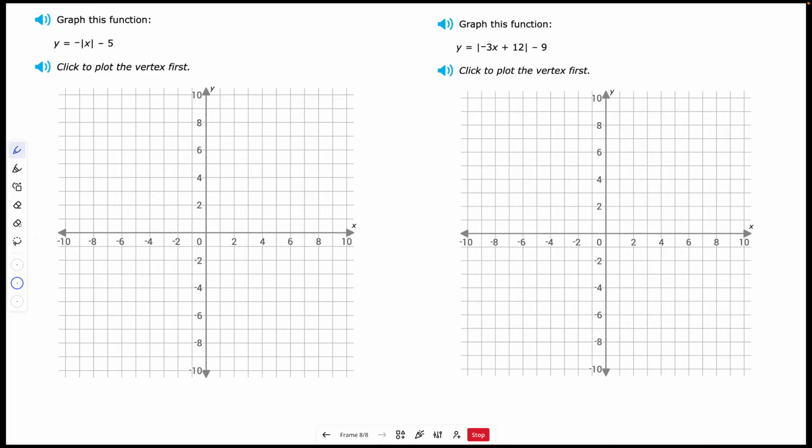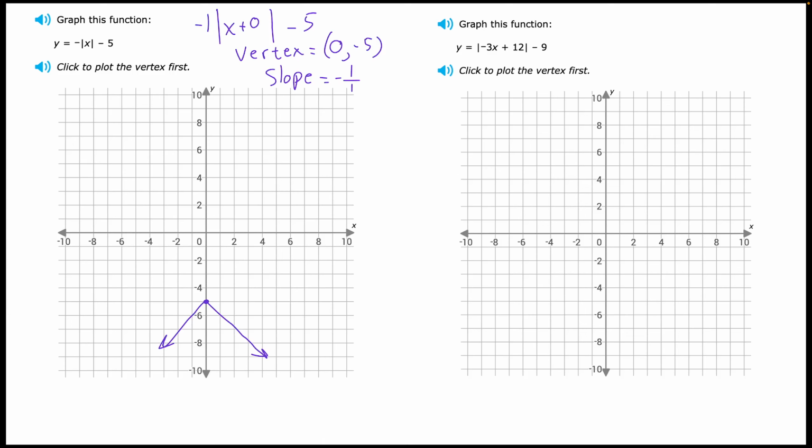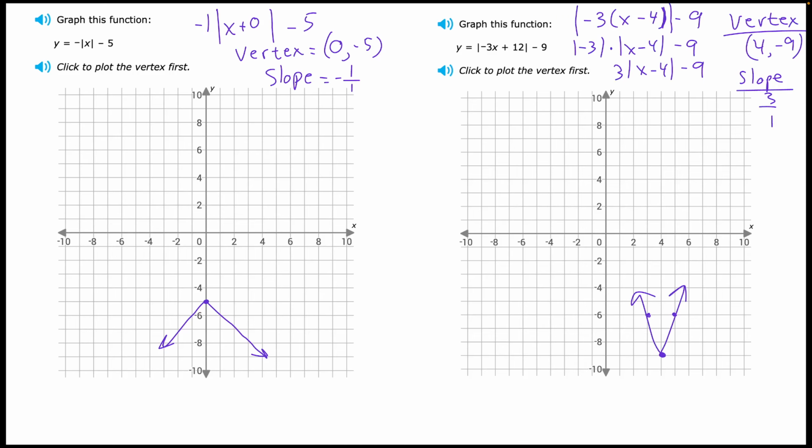Okay, now that you've had time to work these problems, let's check your solutions. For the first problem, you should have said the vertex is 0, negative 5, and the slope is negative 1 over 1. That's why it's flipped upside down. And for the second problem, here is the work. You should have ended up with a vertex of 4, negative 9, and the slope is 3 over 1, and so here's the graph. All right, that's it for today.